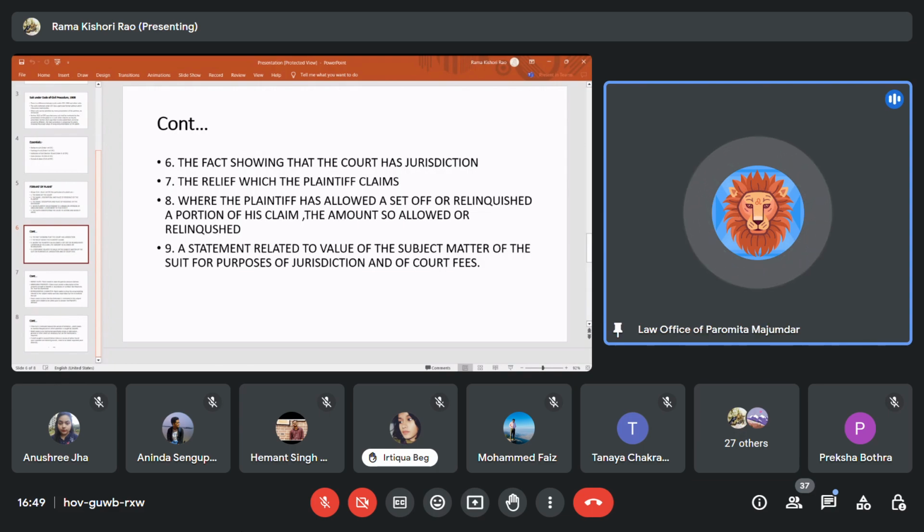Then next is the relief which the plaintiff claims. You have to write exactly what is the relief which you are seeking, which you are claiming from the court, on the basis of the facts narrated in the previous paragraphs.